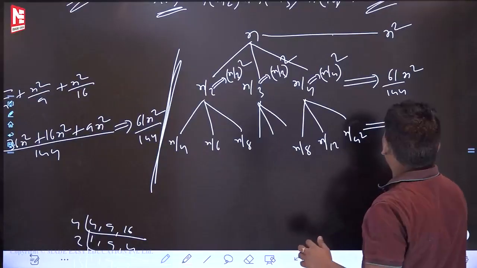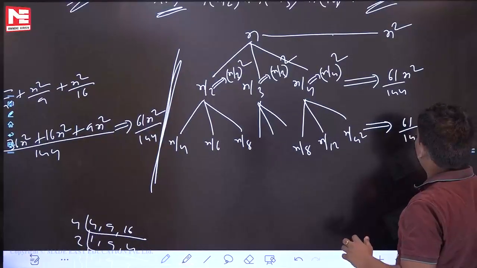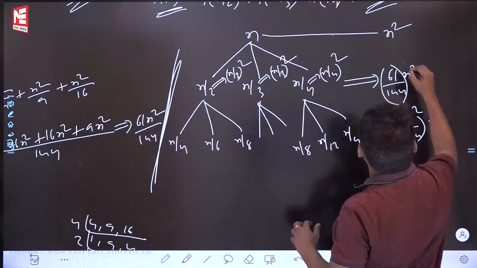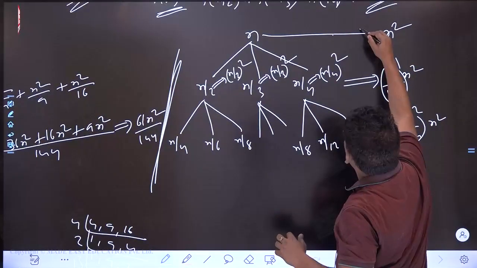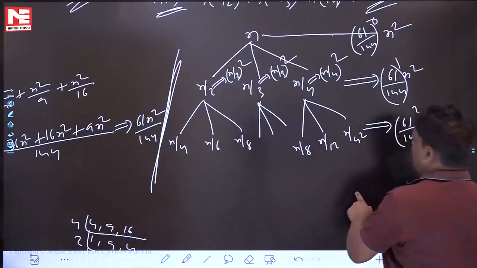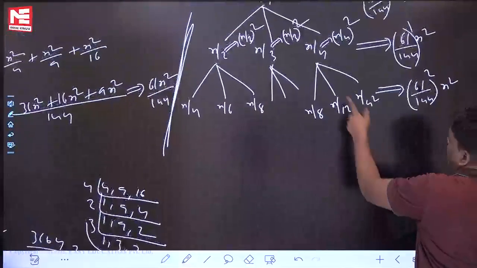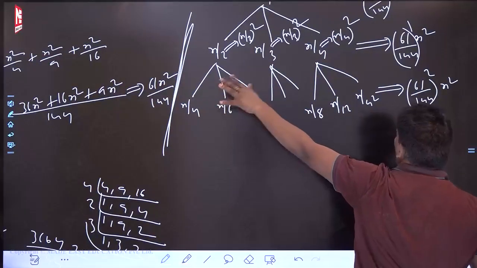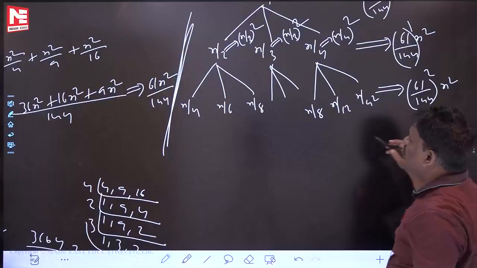What is the next level? Calculate properly. 61 by 144 whole square n square. It is 61 by 144 whole power 1 n square. 61 by 144 whole power 0 n square. Right, like that. Do the calculations properly. I may have done something wrong. Please verify. A small mistake may happen. I am thinking it is right.